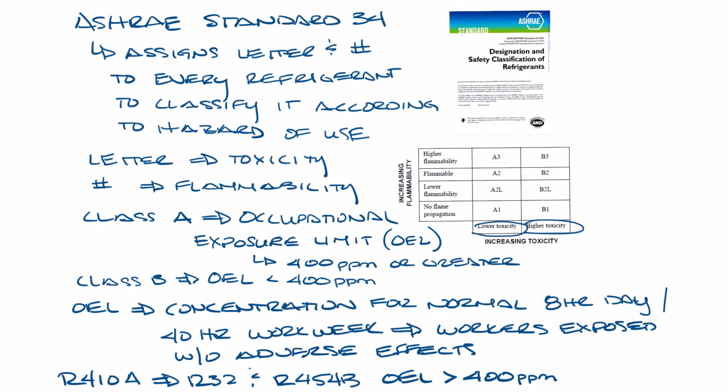For flammability, there are 3 numbers: Class 1 for refrigerants that do not propagate a flame when tested, Class 2 for refrigerants of lower flammability, and Class 3 for highly flammable refrigerants. And then there's subclass 2L for flammability Class 2 refrigerants that burn very slowly. So an A2L refrigerant has a low toxicity and lower flammability that burns very slowly.